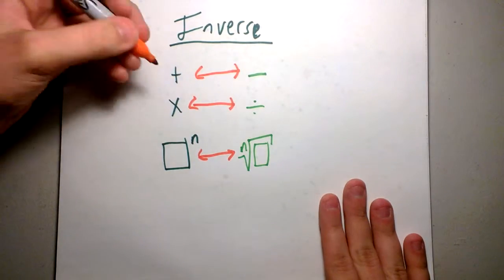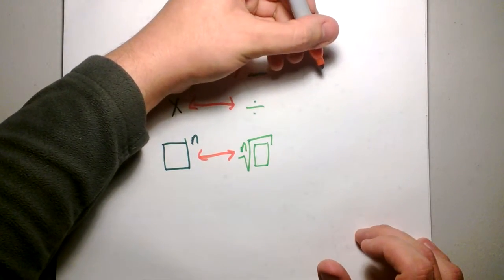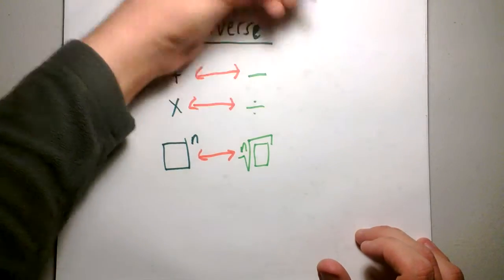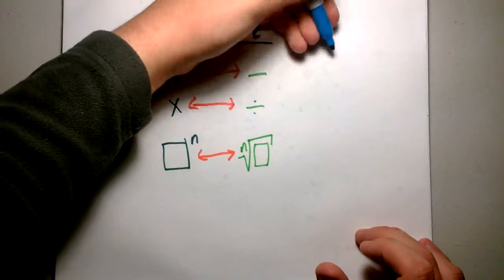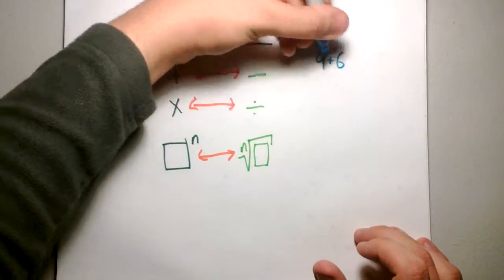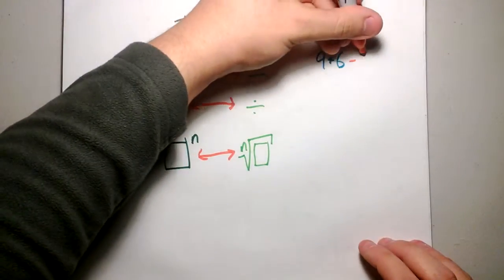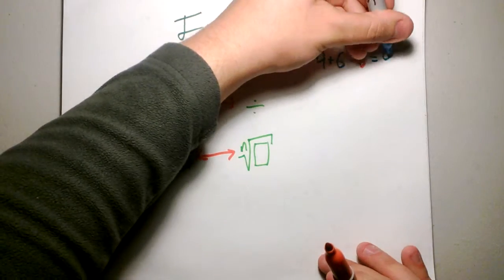So you have addition and subtraction. I just keep using 5 and 2. I don't want to do that. So let's do 9 and 6. All right, so 9 plus 6. So you can undo that by subtracting 6. Yeah, nice. That's established. I think we all get that.